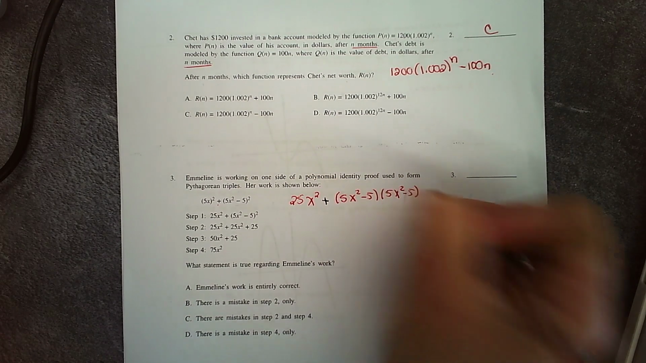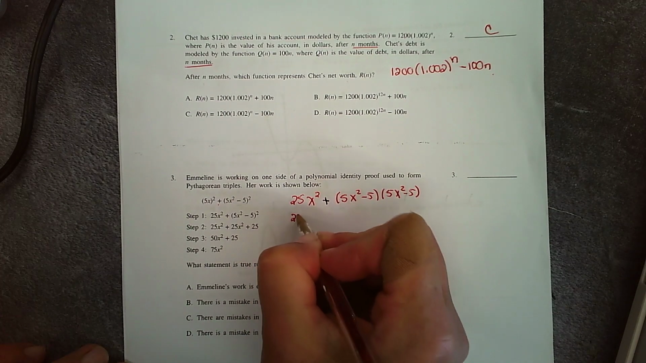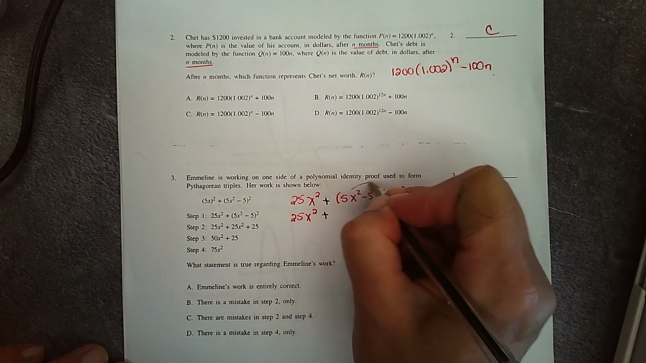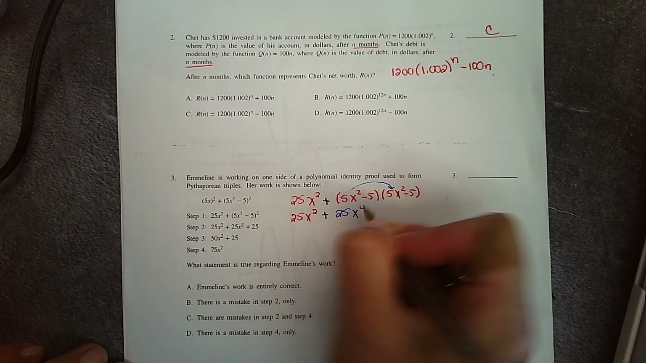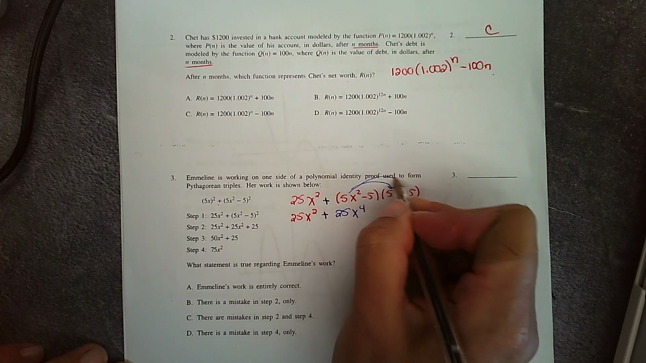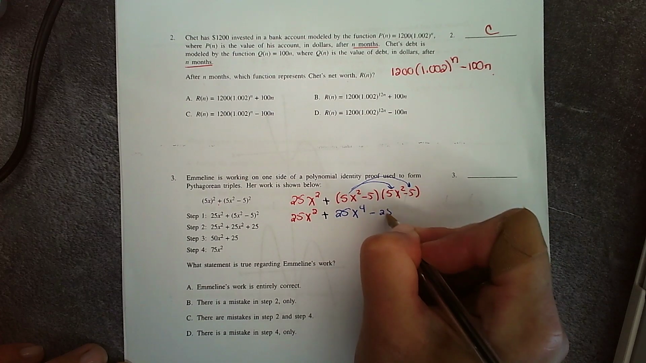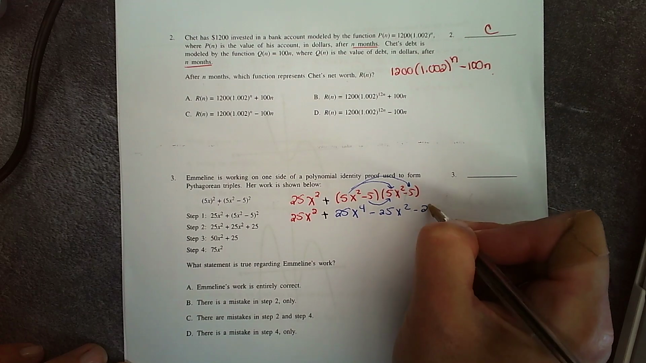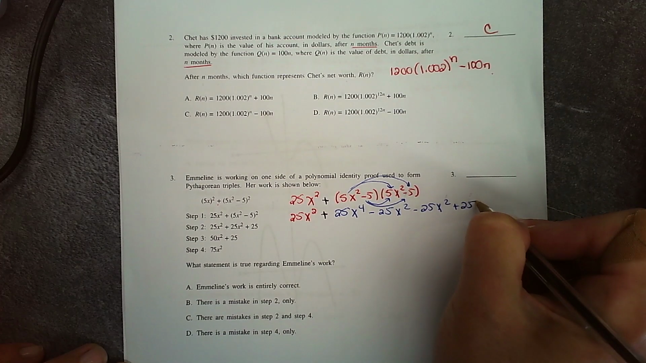All right. And then I have to distribute over here. So I would bring down 25x squared plus, and now I'm going to start distributing this. So this guy times this guy makes 25x to the fourth. This guy times this guy makes minus 25x squared, right? Minus 25x squared plus 25, right?